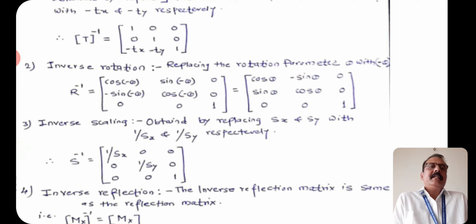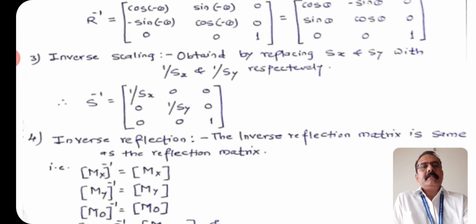Similarly, inverse scaling is obtained by replacing the values of Sx and Sy with 1 upon Sx and 1 upon Sy respectively. You will get S inverse, that is the inverse scaling matrix, equal to 1 upon Sx, 0, 0, 0, 1 upon Sy, 0, 0, 0, 1.